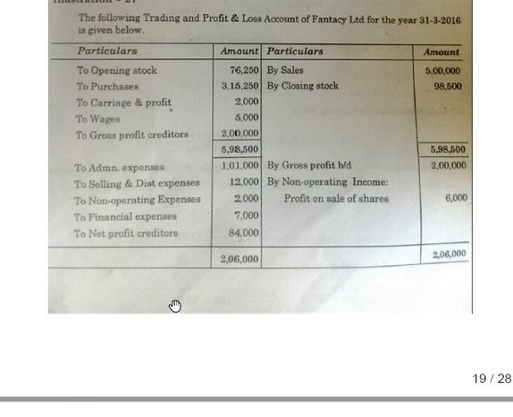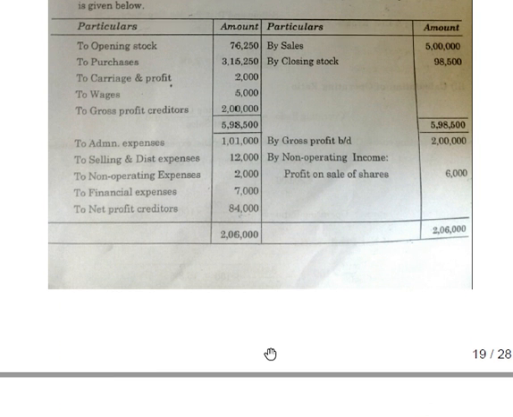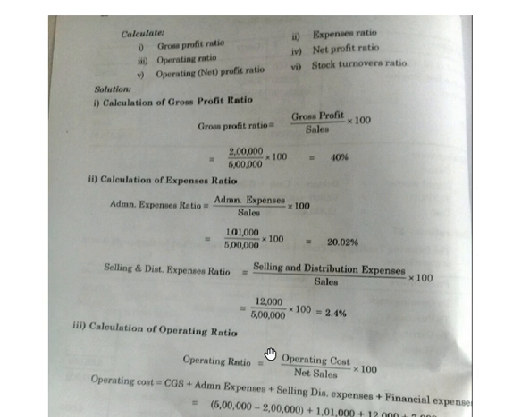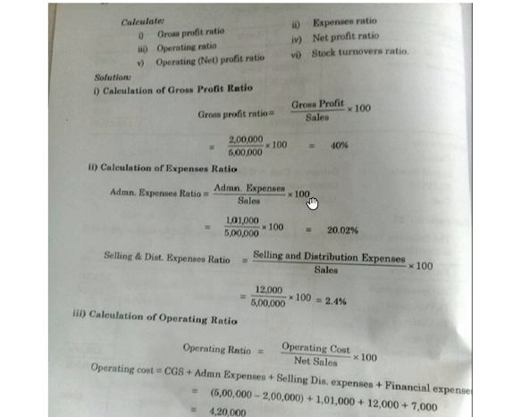The following trading profit and loss account, they have given everything, and we are supposed to calculate gross profit ratio, operating net profit ratio, expenses ratio, net profit ratio, stock turnover ratio. So calculation of gross profit ratio. Gross profit ratio is equal to gross profit divided by sales into 100. 2 lakhs divided by 5 lakhs into 100, which you get 40%.